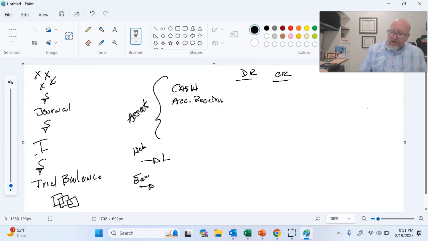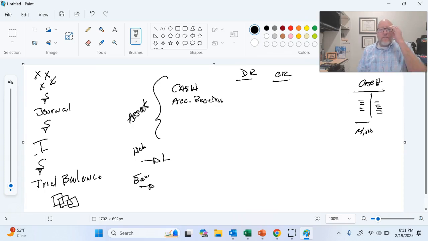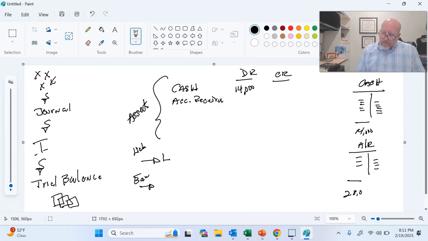So for cash, I would have somewhere in my accounting system a T account. I would add up all the debits, add up all the credits, and figure out what the difference is. Let's just say I had a 14,000 ending balance in cash in my T account, then I would just put 14,000 in my column over here. And then I could have the same thing going on for accounts receivable. I have a bunch of debit transactions, a bunch of credit transactions. I could add it up at the end and I could have 28,000, etc., etc.